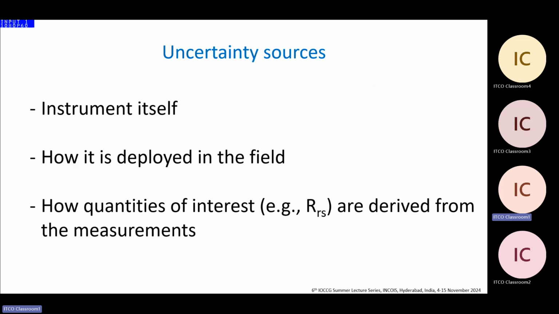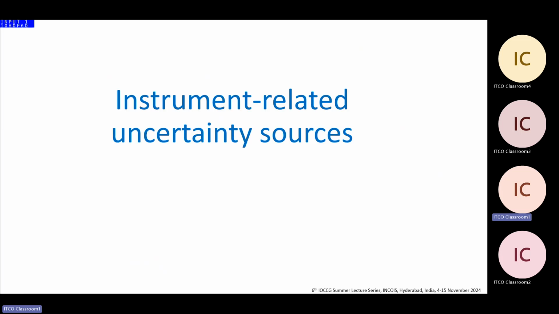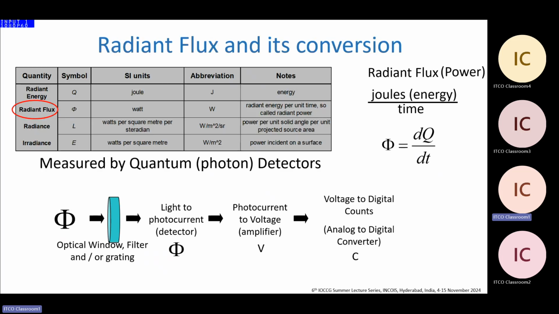Okay, so now we can have a look at the uncertainty sources: from the instrument itself, from how it is deployed in the field, and then from how the quantities of interest, for instance the remote sensing reflectance, are derived from the measurements. And for instrument-related uncertainty sources, I'm giving the floor to Matt for a few minutes, because he's way more relevant than I am on this specific aspect.